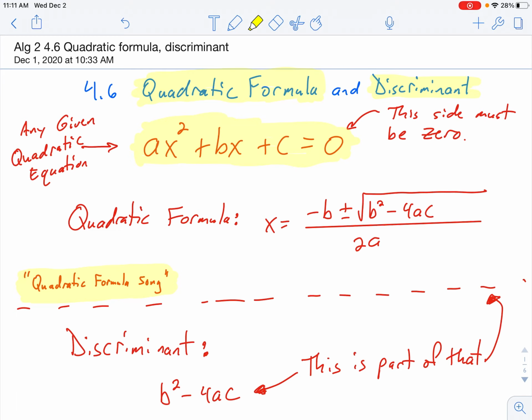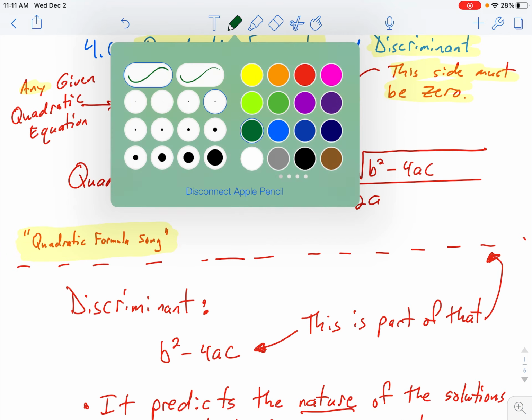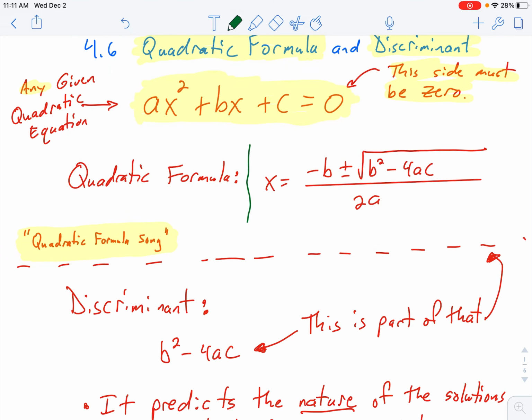The quadratic formula works on any quadratic equation as long as one side equals 0. And if one side doesn't equal 0, you can just shift the terms around until it does equal 0. So it works on any quadratic equation. The problem is it's complex. There's lots of bits and pieces to it. So the quadratic formula is right here. I'm going to draw a box around it in green. x equals negative b plus or minus the square root of b squared minus 4ac, all over 2a.